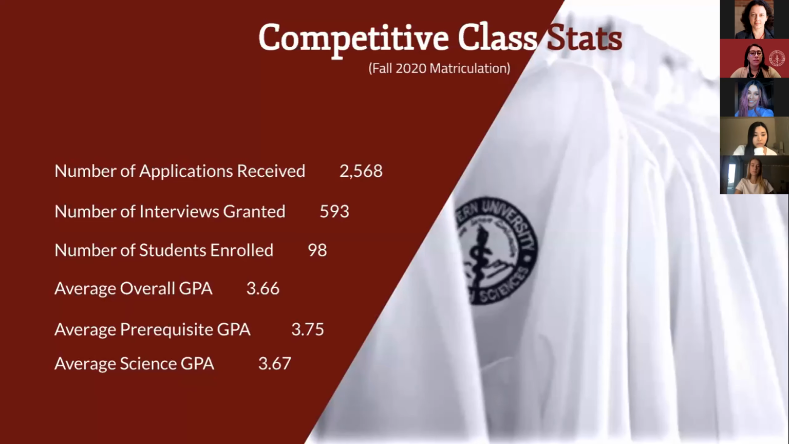So this is the competitive applicants stat. You definitely want to apply with a strong application. We do receive a number of applications and only a few interviews are granted, just shy of 600, and we seat 98 in the class. So overall GPA 3.66, prerequisite GPA 3.75, and overall average science GPA is 3.67.